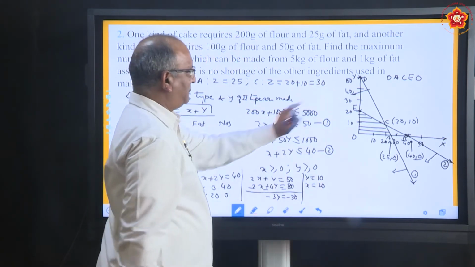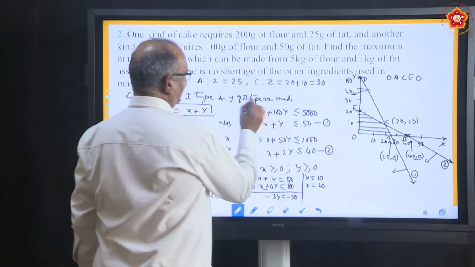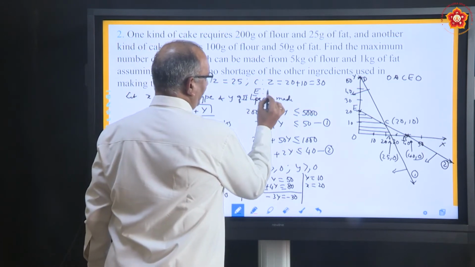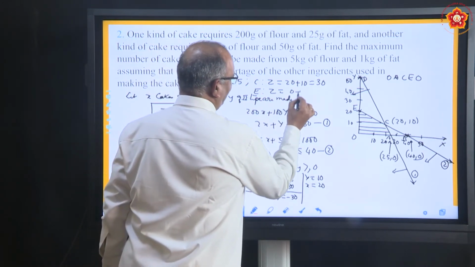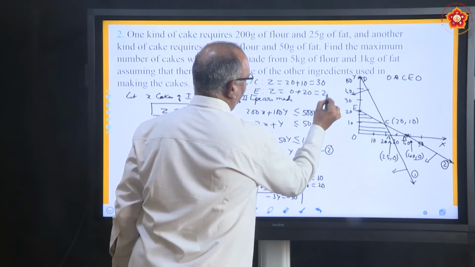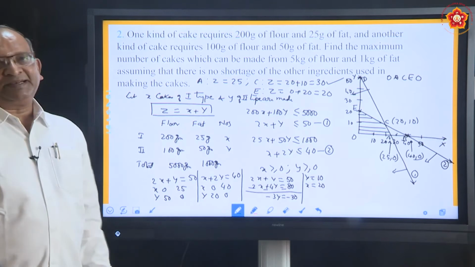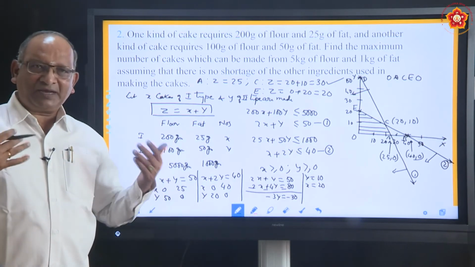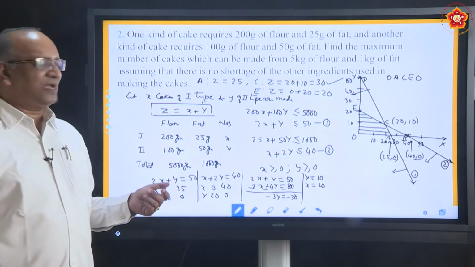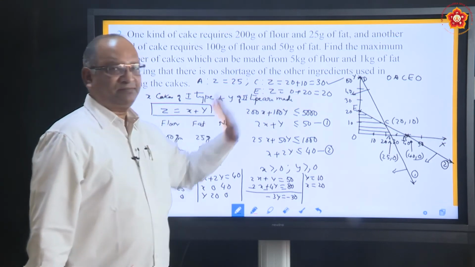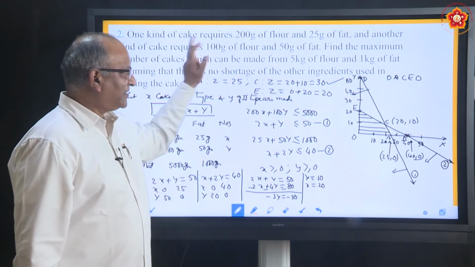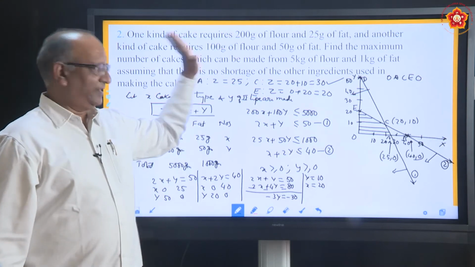Next is E. If you substitute E, what you will get? Z equal to 0 plus 20 equal to 20. So, what is the answer? 30. We always want to get the maximum number of cakes. So, what is the maximum number of cakes? 30, in which 20 are of first type, 10 are of second type.